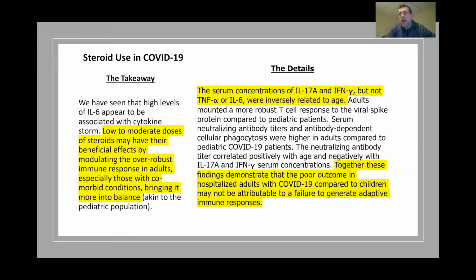What appears to be happening in some of our adult patients, and especially those with comorbidities, is they're having such a robust response to the virus, and they're producing so much tumor necrosis factor alpha and interleukin 6 that it's really the immune response that is driving the deleterious effects that we see in these patients.